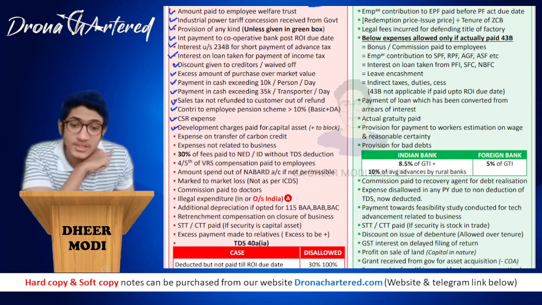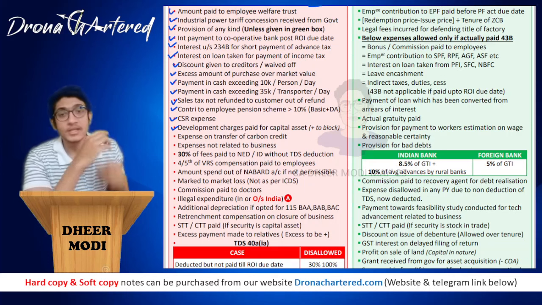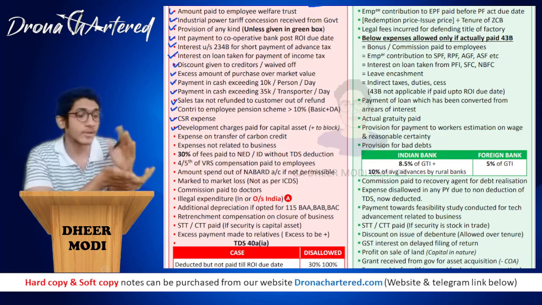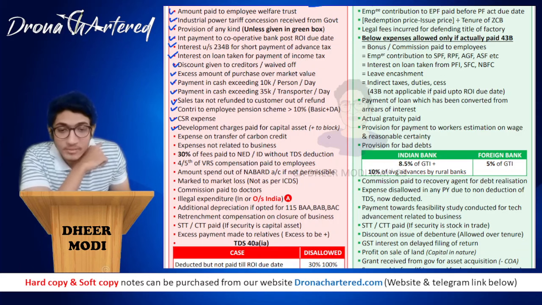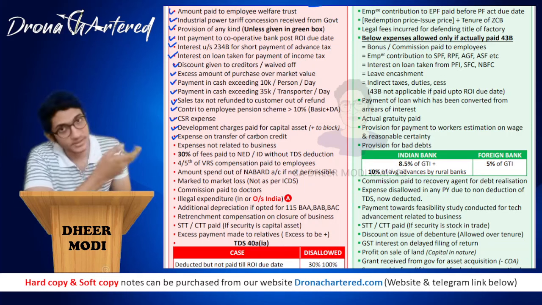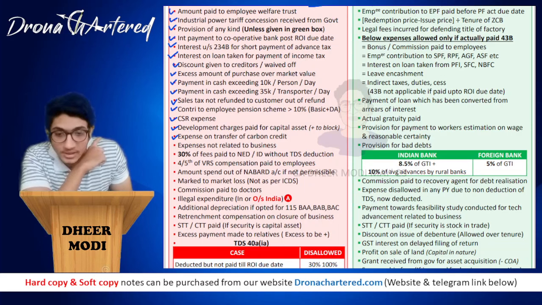Next is development charges paid for capital asset. Any expense on your capital asset will not come in your PGBP. It will be added to the block. Expense on transfer of carbon credit, this will also not be allowed as a deduction.